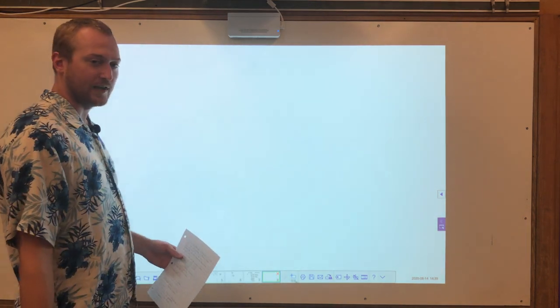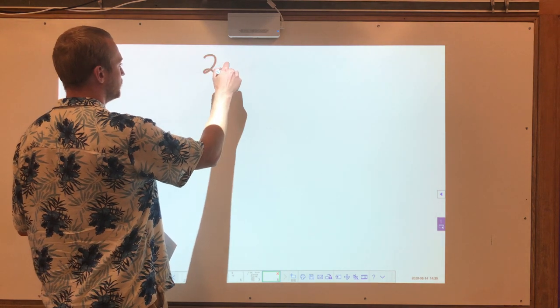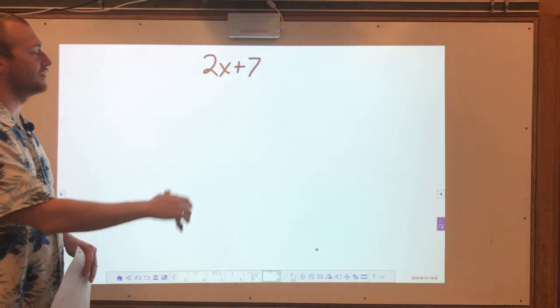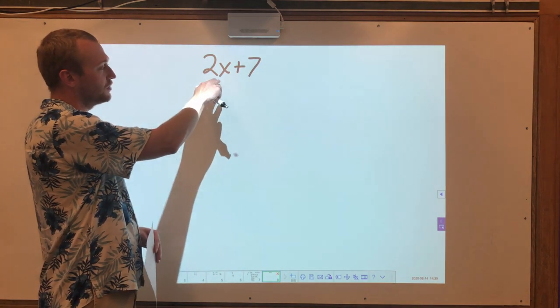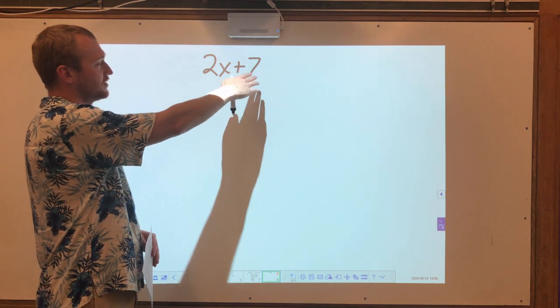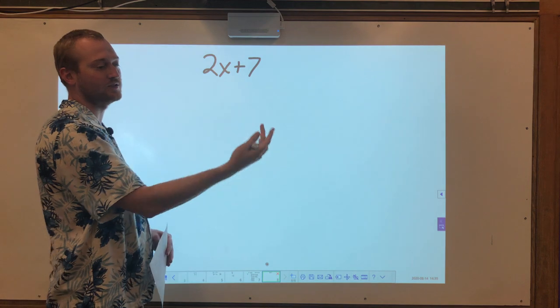Here are some more examples of algebraic expressions. Let's do 2x plus 7. We have the product of a number 2 and a variable x, and then we have 2x and the sum adding on 7. That's an algebraic expression.